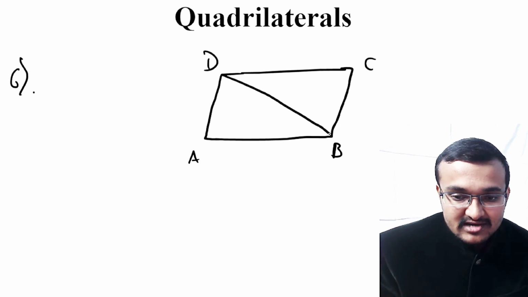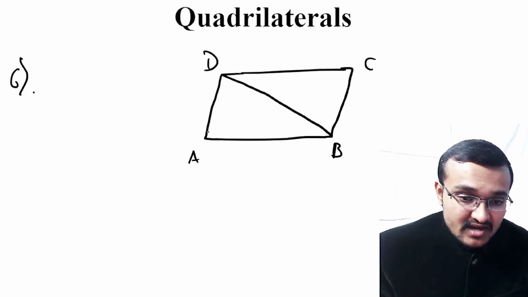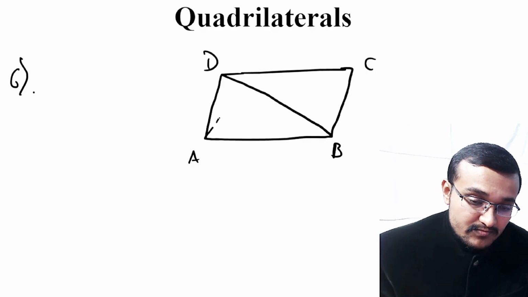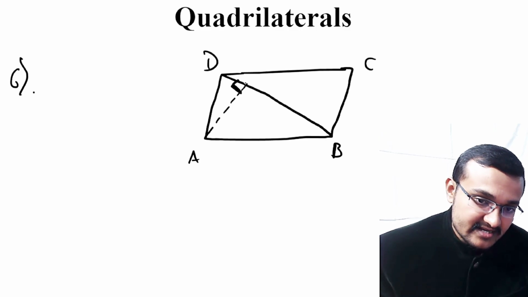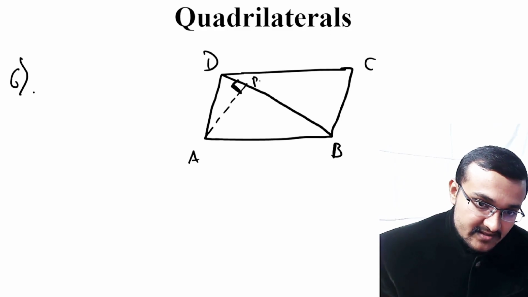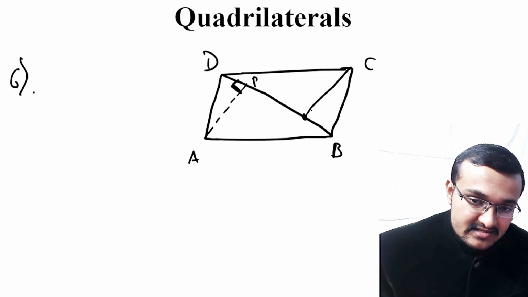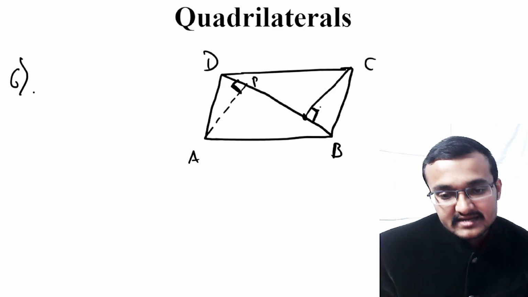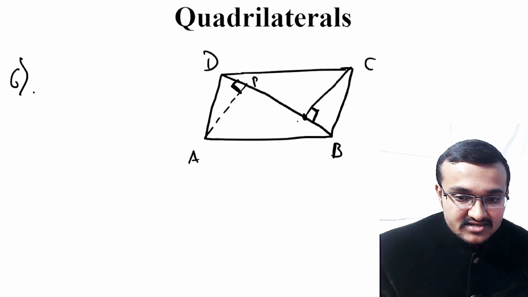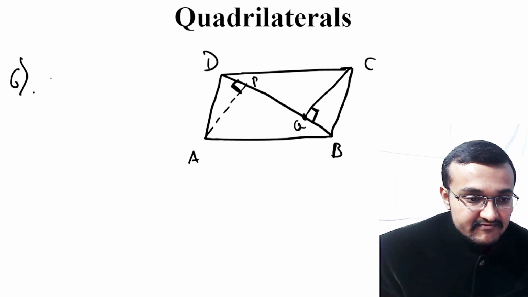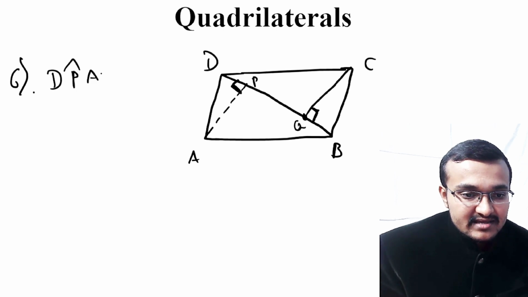In this particular parallelogram ABCD, you have a diagonal BD, and they have given one perpendicular line from BD to vertex A. That is, this angle is equal to 90 degrees. This point is named as P, and from vertex C also they have drawn a perpendicular line like this. So here also this is 90 degrees. This point is named as Q. So here they have given DPA is equal to CQB is equal to 90 degrees.